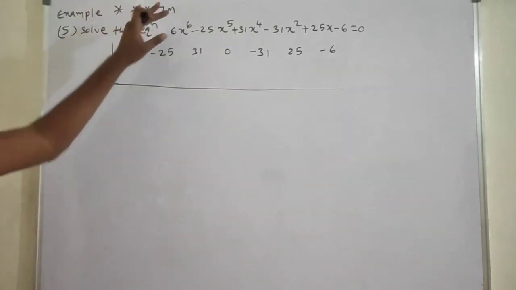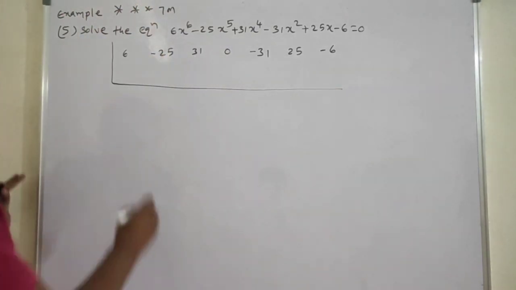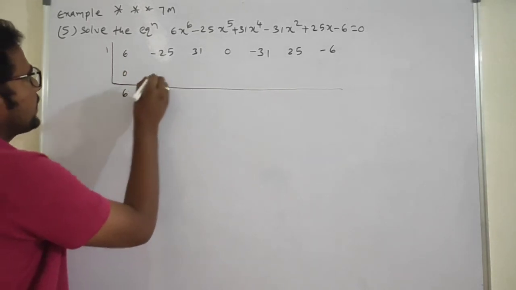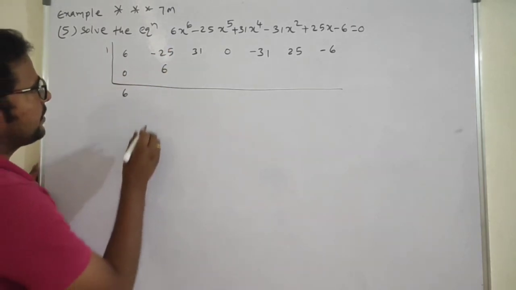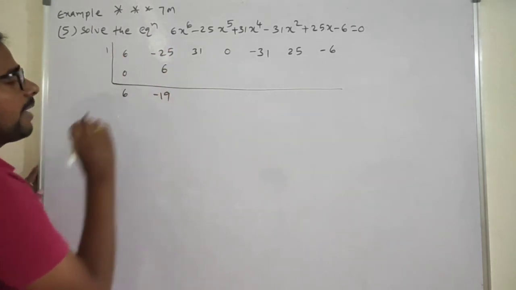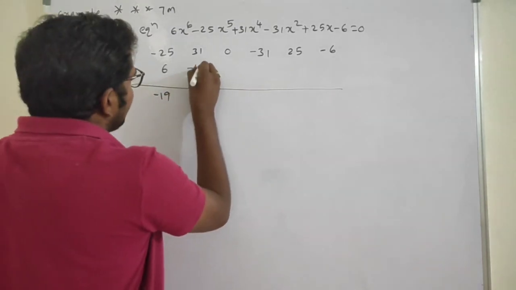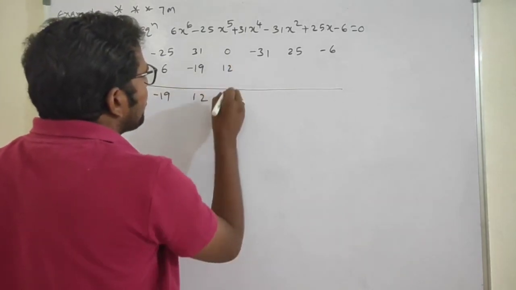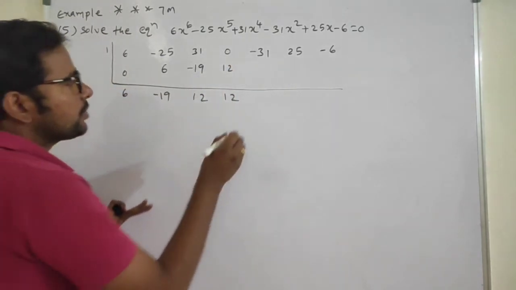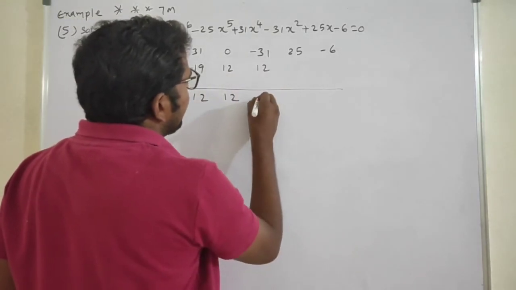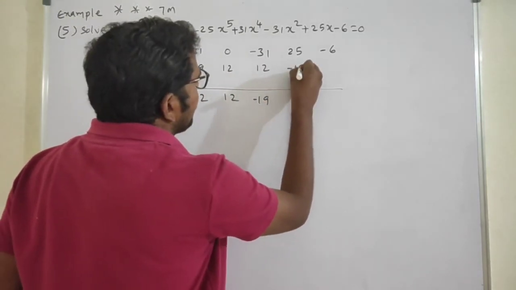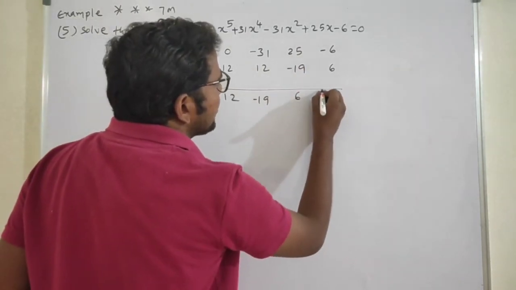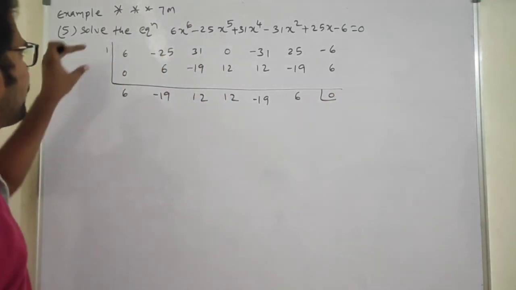Since the degree is 6, definitely +1 and -1 will be roots. So I am taking 1. 6 plus 0 is 6. 1 into 6 is 6. -25 plus 6 is -19. 1 into -19 is -19. 31 minus 19 is 12. 1 into 12 is 12. 12 plus 0 is 12. 1 into 12 is 12 again. -31 plus 12 is -19. 25 minus 19 is 6. 1 into 6 is 6. -6 plus 6 is 0. So the remainder is 0. Therefore 1 is a root.